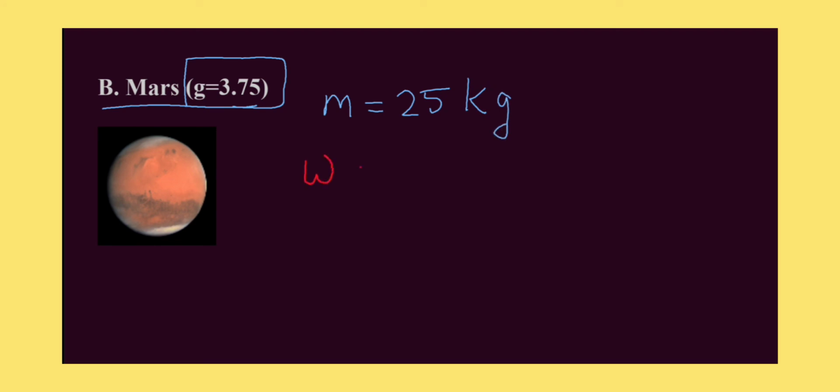Similarly, I have chosen the planet Mars. Here I have given you the value of gravity on Mars. The mass of the object is the same, that is 25 kg. You know your formula, weight is equal to mass into gravity. Substitute the value. I think it is convenient for you to calculate the weight of the body and write it in the comment box.